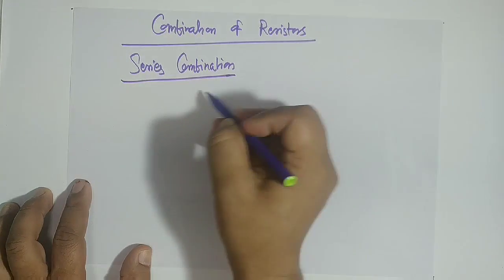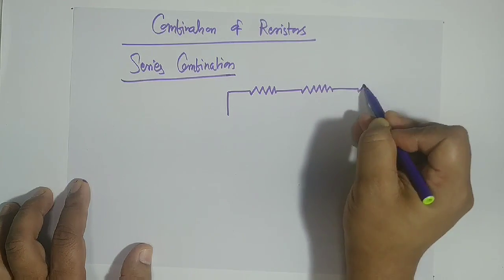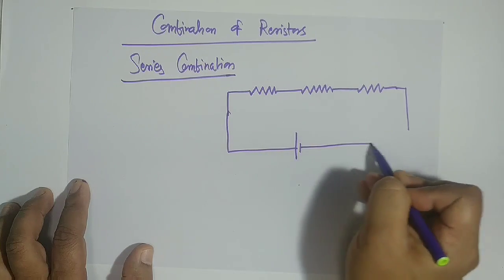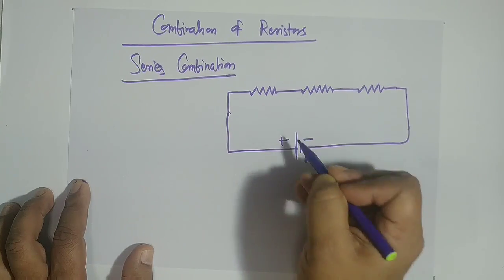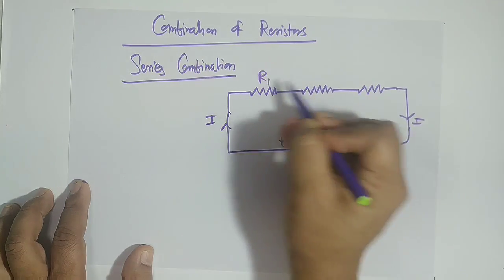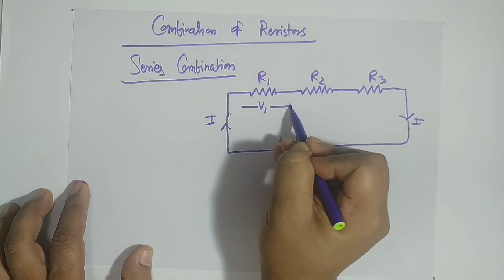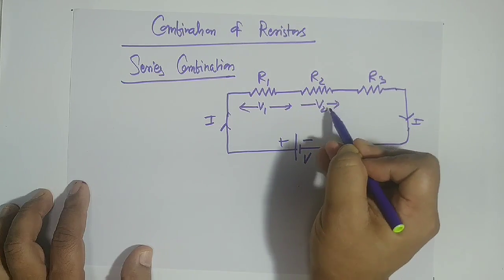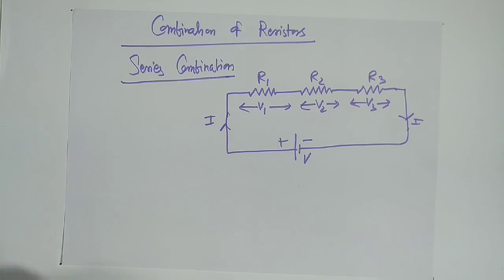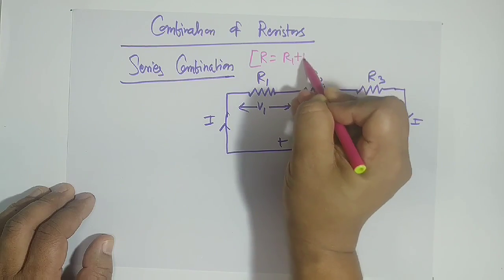Now in the series combination, you know there are three resistors, say like this, connected with a battery of potential difference, say V, and I think all of you know the current remains the same in series. So it is R1, R2, R3. The potentials are V1, V2, V3. This is how we are going to start, and all of you know that in series R is R1 plus R2 plus R3.